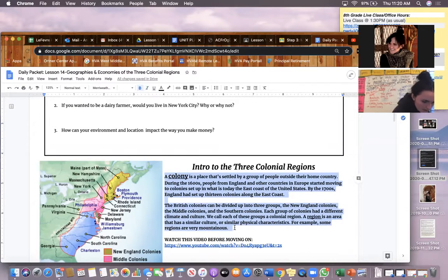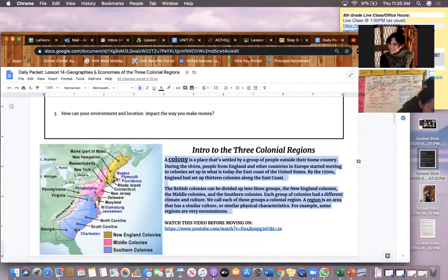A colony is a place that's settled by a group of people outside their home country. During the 1600s, people from England and other countries in Europe started moving to colonies set up in what is today the east coast of the United States. By the 1700s, England had set up 13 colonies along the east coast. Here are the 13 colonies.